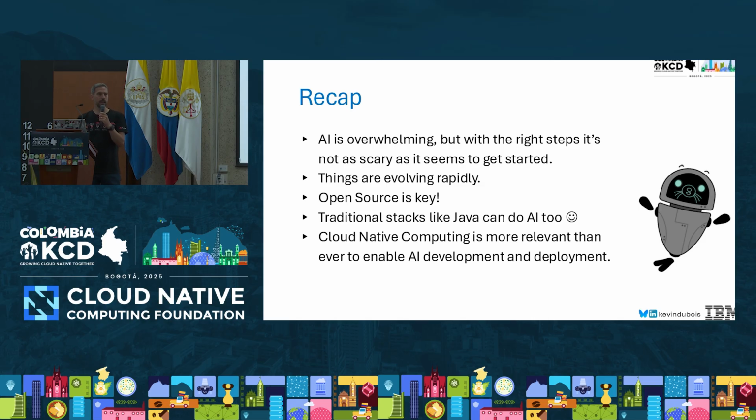So kind of recapping it, AI is definitely an overwhelming thing, but with the right steps, maybe it's not as scary as it seems to get started. But things are evolving very rapidly, and I think open source is going to bring everything together where the communities can kind of converge, just like we did with Kubernetes. There were a lot of solutions before, and kind of we all converged and worked together on these solutions, which is why I think open source is key. And maybe I also showed you that traditional stacks like Java can do AI too, and Cloud Native Computing Foundation and the Cloud Native in general is more relevant than ever to enable AI development and deployment.